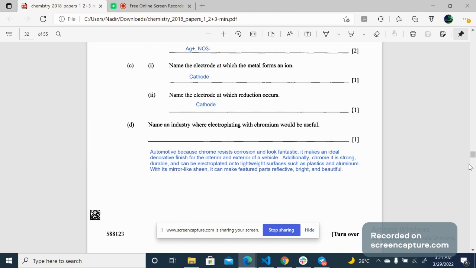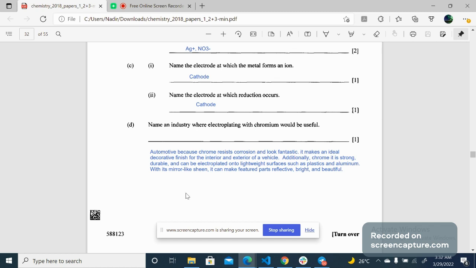Yeah. So, chromium electroplating. This question is all about electroplating, and chromium is a metal which is also used as a material to electroplate substances with. So, automotive industry. Yes, the automotive industry is one industry where electroplating using chromium is done, and it's very useful there.